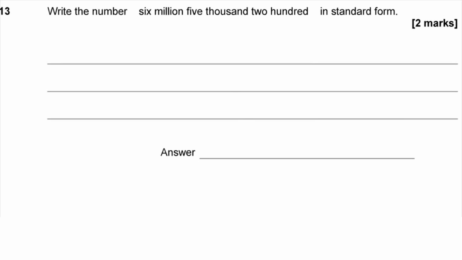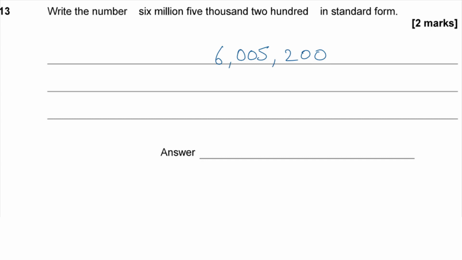Write the number 6,005,200 in standard form. Okay, let's try and write it out as a number first off. So 6 million is 6 followed by 6 zeros. Well, 6,005,000, so that's going to be 005, 200, like that. 6,005,200. Okay, now we've got it written as a number.